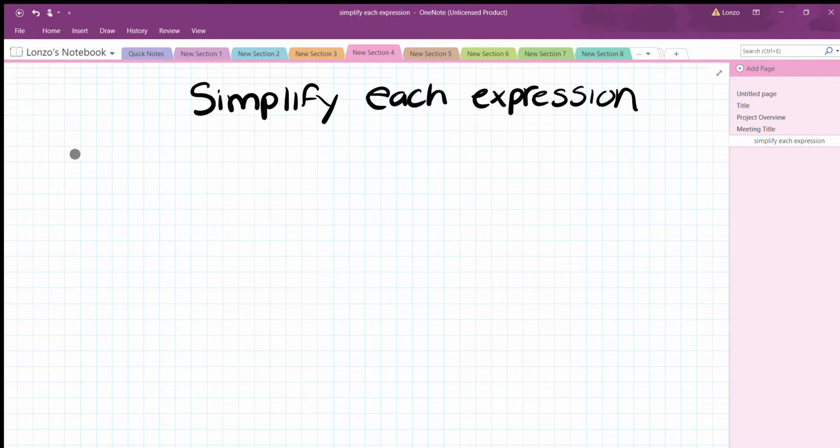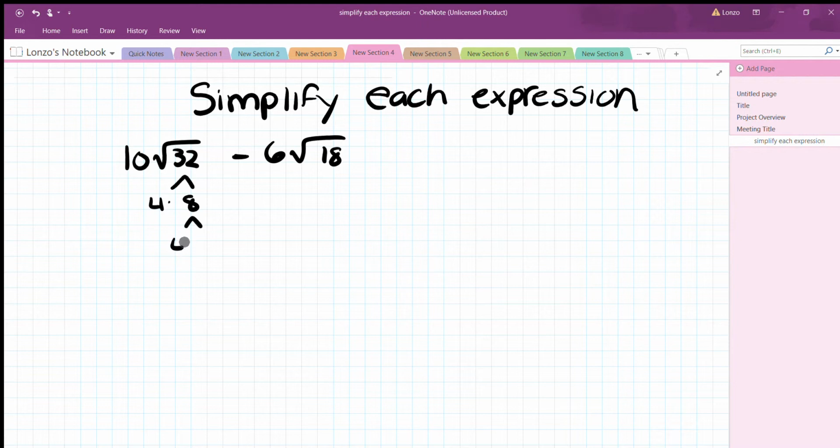So let's say we have 10 square root of 32 minus 6 square root of 18, right? Radical 32 and radical 18 can't be combined because they're not the same, but we can simplify these. Two numbers that multiply to 32: I'm going to do 4 and 8. The 8 can be simplified as 4 and 2. Circle the prime, which is 2.